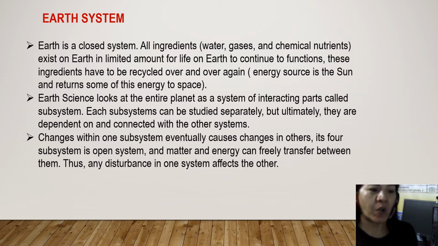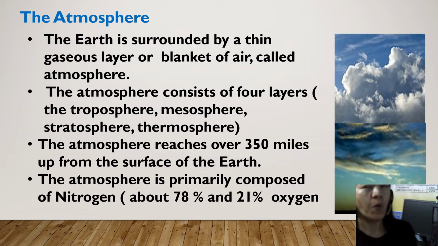So if you try to look at the relationship, how they are really interconnected and dependent on one another, any disturbance in one system really affects the other systems. Okay, so I hope it is really clear and well explained how important each system is to the others. Okay. Now, what are those four subsystems, or the four spheres of the Earth?